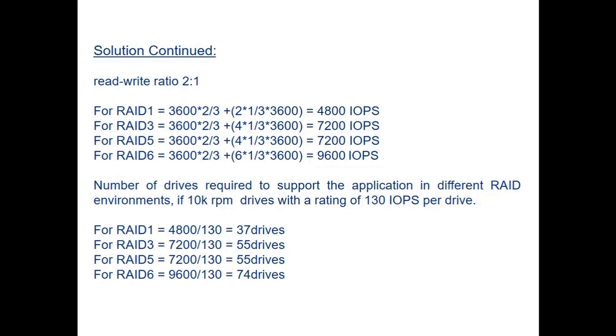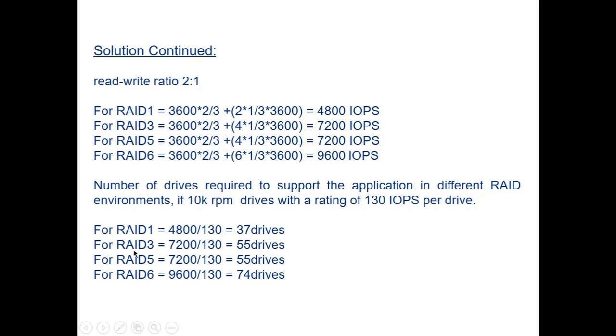Now we need to compute the number of disk drives that is required to implement these RAID levels. If 130 IOPS is the rating for every hard disk drive used by these applications, then the number of drives required to support the application in different RAID environments, for 10K RPM drives, is as follows. For RAID 1, the disk load was 4800 divided by 130. That gives us 37 hard disk drives.